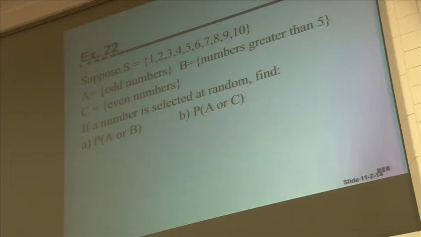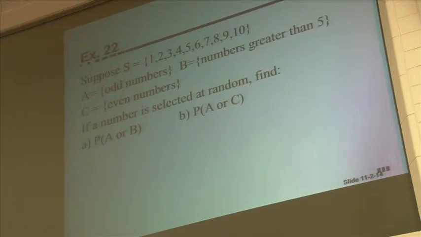Let's apply this. There's our sample space: 1, 2, 3, 4, 5, 6, 7, 8, 9, 10. A is a subset, a specific group from our sample space, all of the odd numbers. B is the set of all numbers greater than 5, another specific chunk of our sample space. And C is the set of all even numbers, yet another specific piece from our sample space.